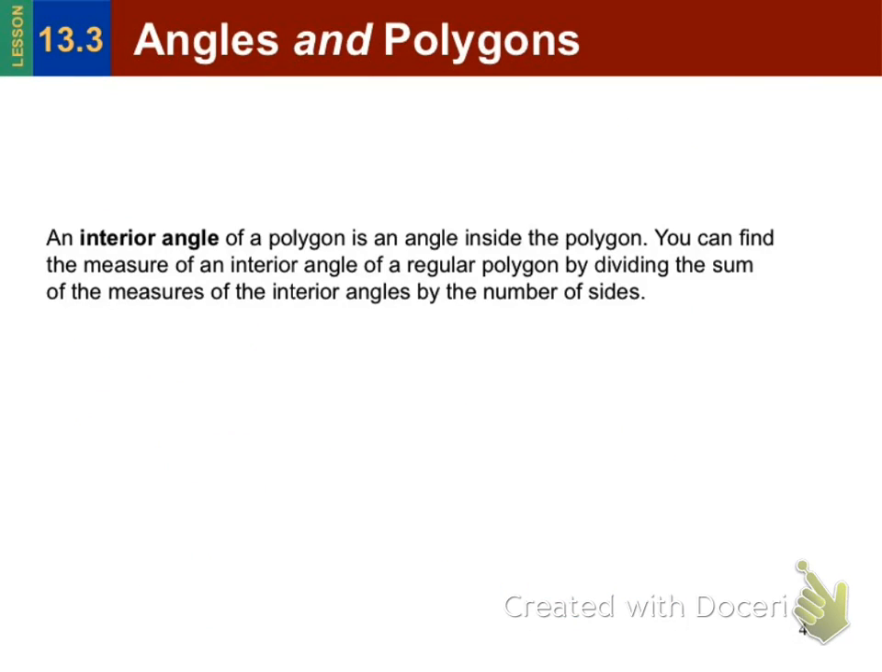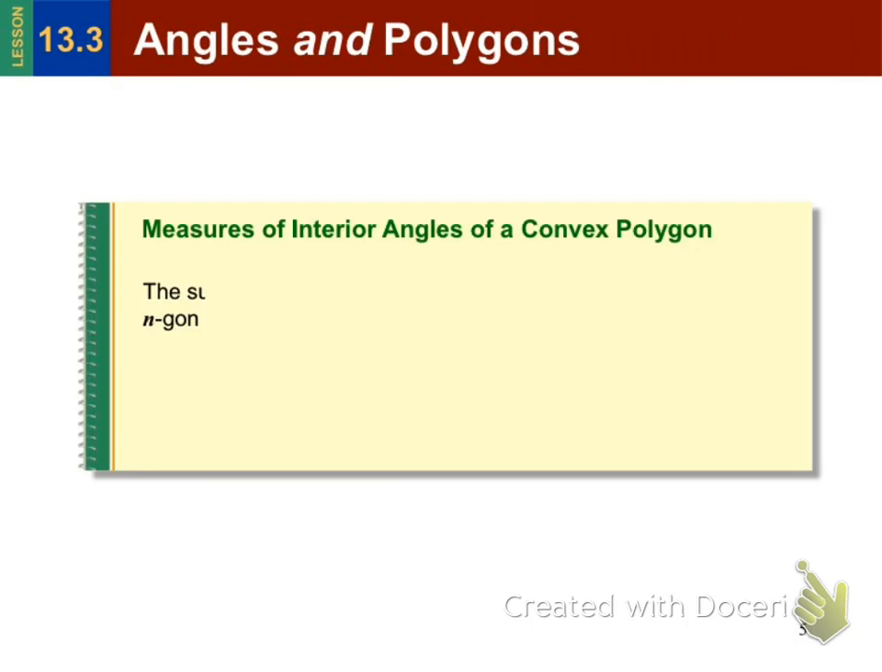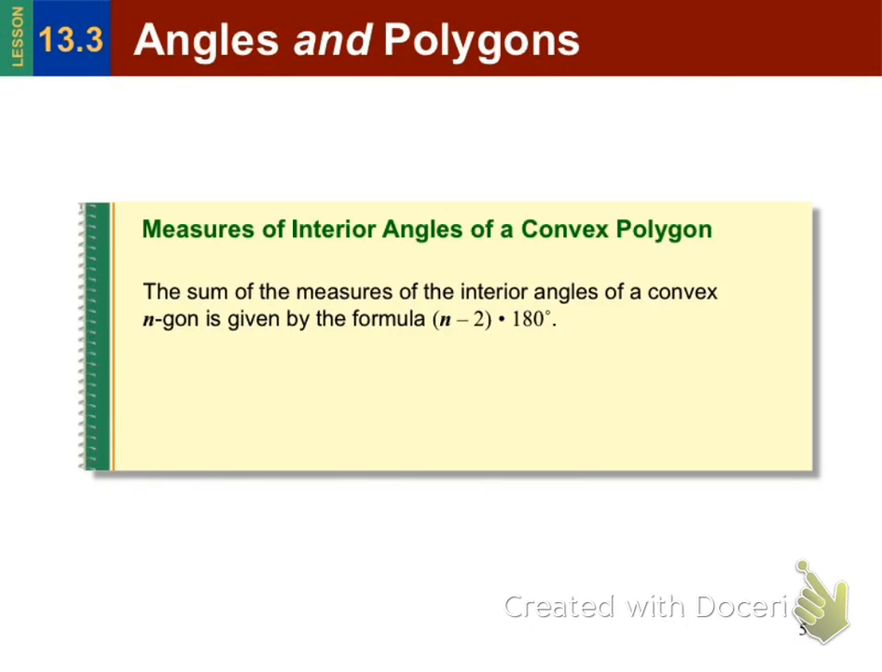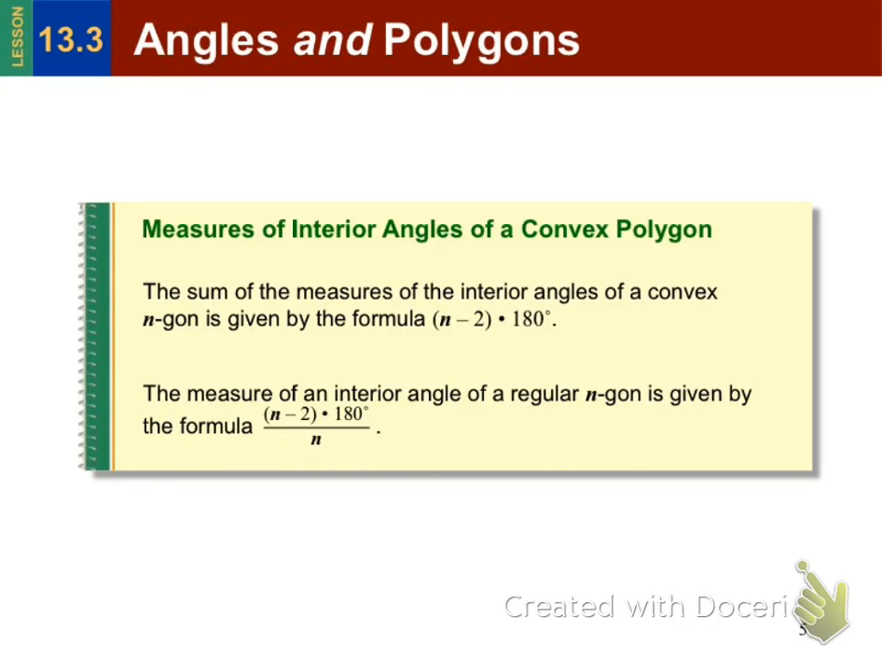An interior angle of a polygon is an angle inside the polygon, and you can find the measure of an interior angle of a regular polygon by dividing the sum of the measures of the interior angles by the number of sides. We just did that with the heptagon. Here are your formulas, so they will be on the PowerPoint with definitions.